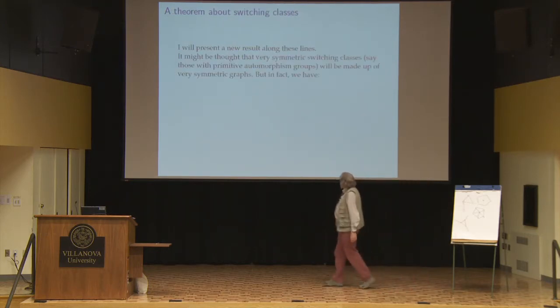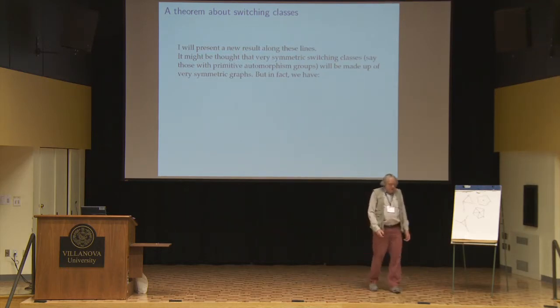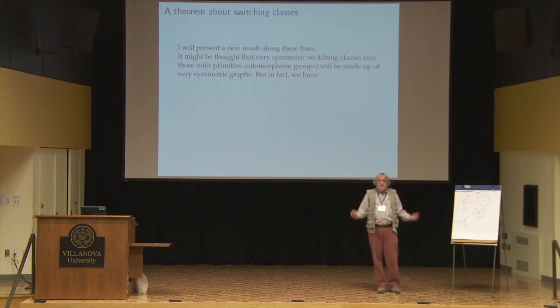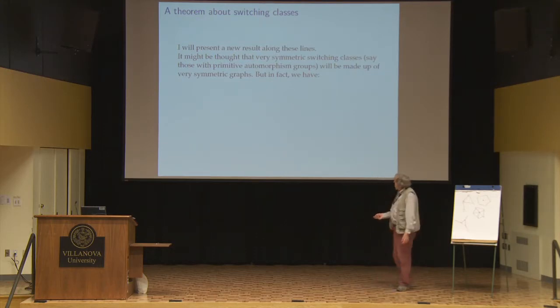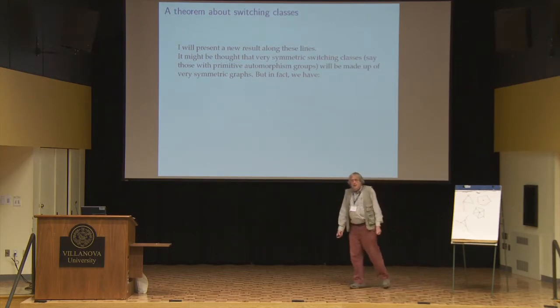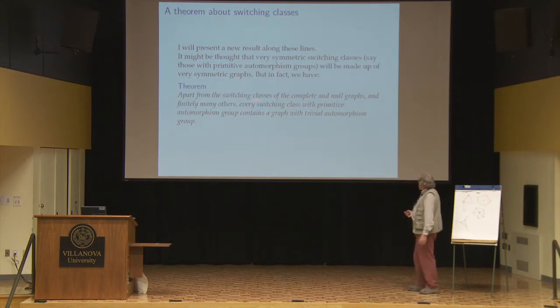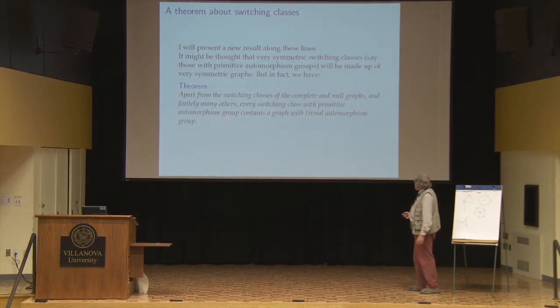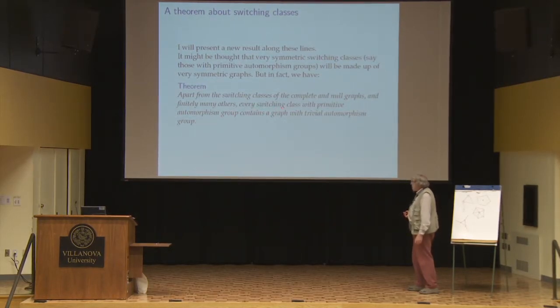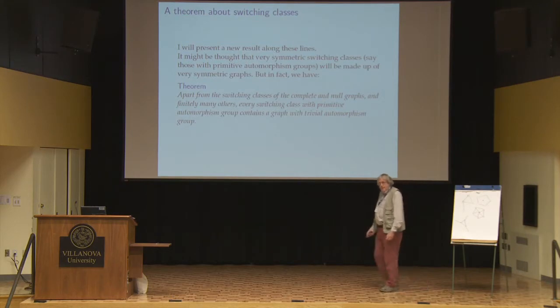So here's a new theorem along these lines. As I say, we might have thought before the classification that if you've got a very symmetric switching class of graphs, what I mean by that is that its automorphism group is primitive, you might think that very symmetric switching classes should be made up of at least fairly symmetric graphs. Well, it isn't so. Apart from the switching classes of the complete and null graphs and finitely many others, every switching class with primitive automorphism group contains a graph with trivial automorphism group.